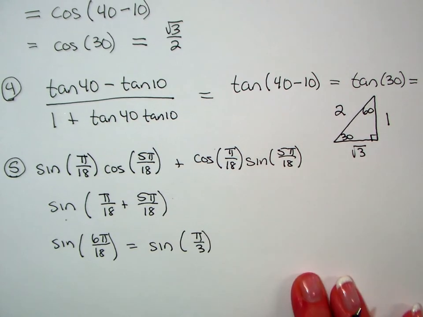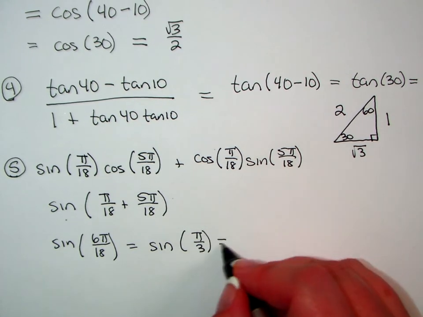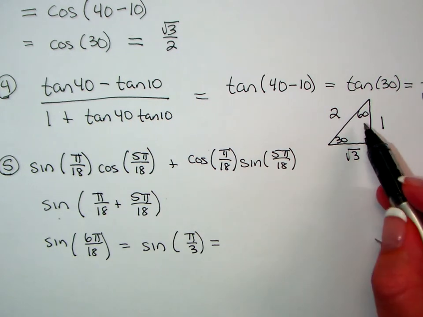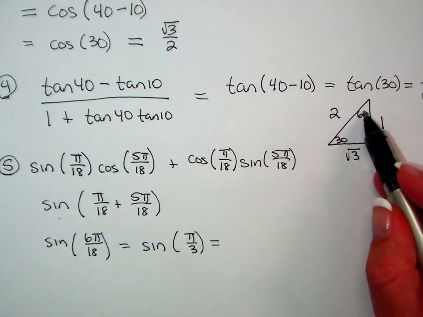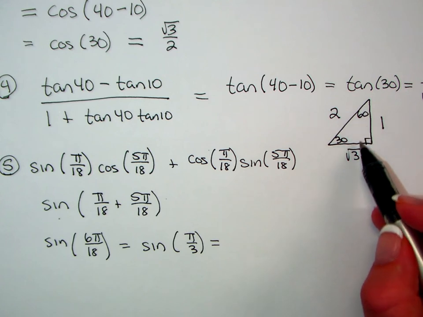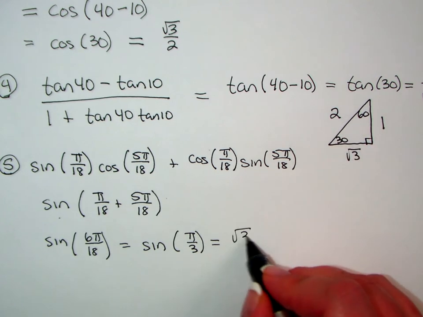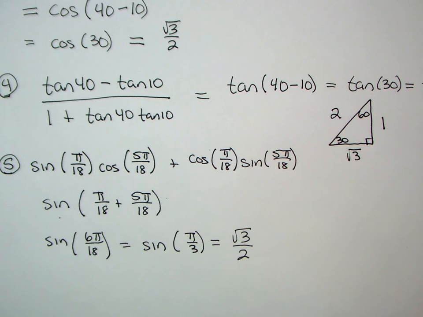Pi over 3 is 60 degrees, right? What's sine of 60? I think it's rad 3 over 2. But we have a special triangle right here. Here's our 60 degree, opposite to 60 over hypotenuse is indeed rad 3 over 2. So we do have some examples of when we're going to go backwards with the sum and difference formulas.